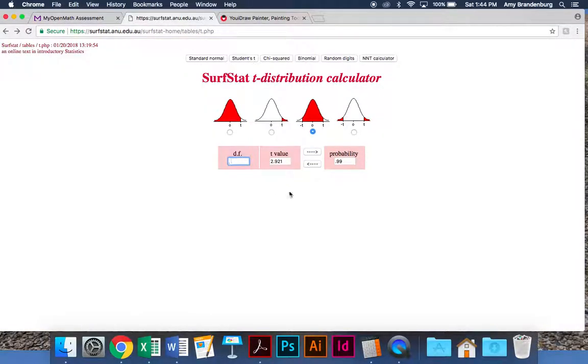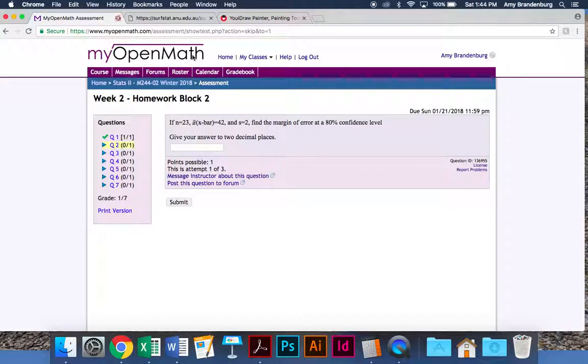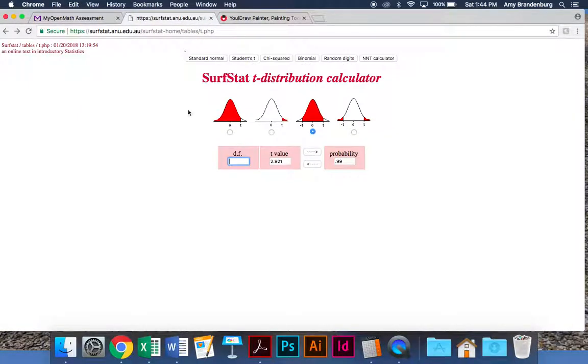This is from last time. Our sample size n is 23, so our degrees of freedom is going to be 22. And we want a confidence level of 80%, so our probability is 0.8.